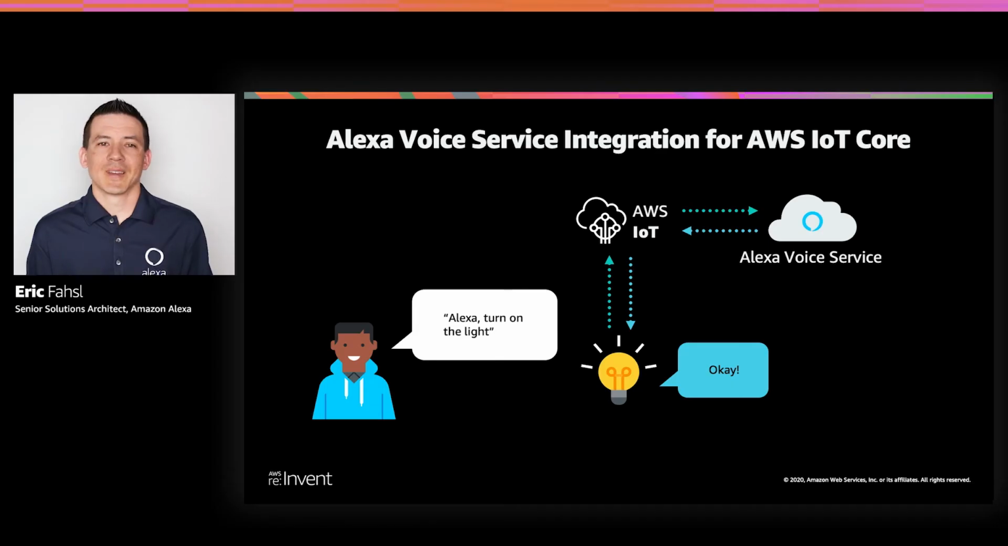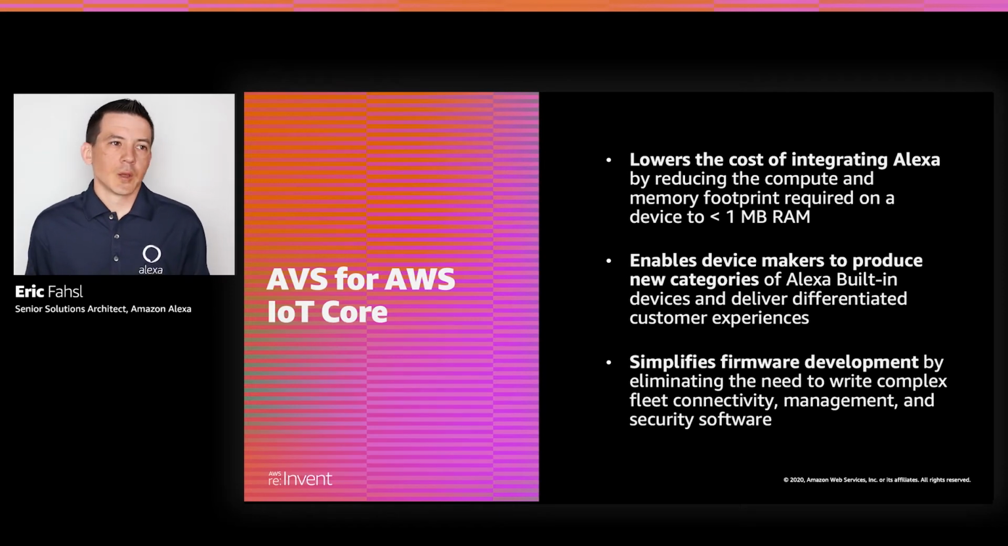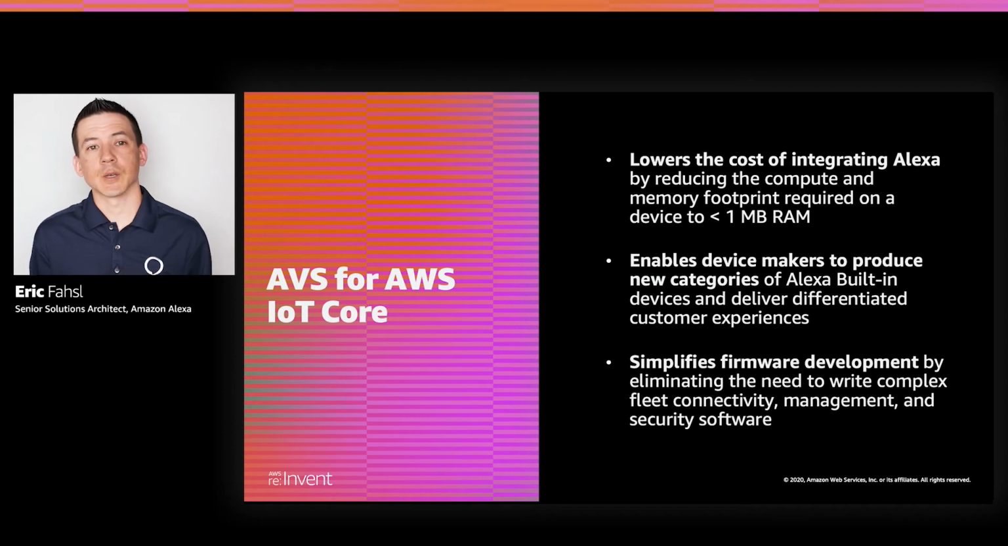And again, our third and final SDK is the AVS Integration for AWS IoT Core. The main benefit is that it uses an MQTT connection to AWS IoT to offload some of those computationally intensive tasks to the cloud. So the real benefit is that it reduces the hardware required to turn your device into an Alexa built-in device. You can actually run this on less than a meg of RAM. So this enables more devices to become Alexa built-in devices.